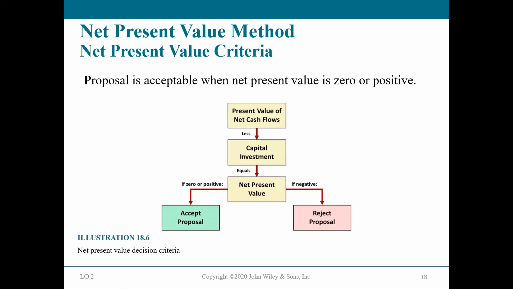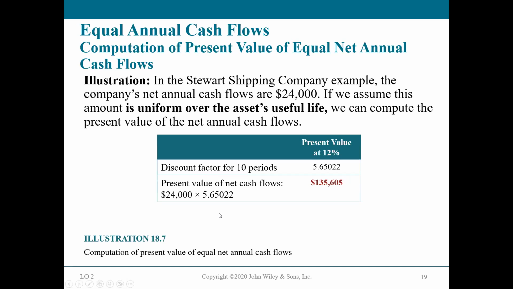So if we look at a little visual here, we have the present value of the net cash flows less the capital investment equals the net present value. If it's 0 or positive, accept. If it's negative, reject. Little decision tree. Let's put a little presentation here.